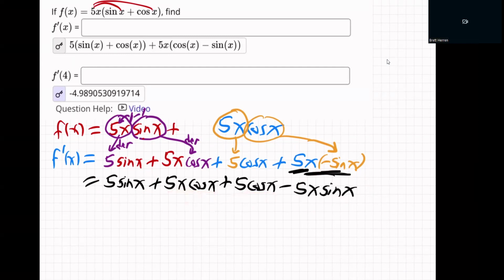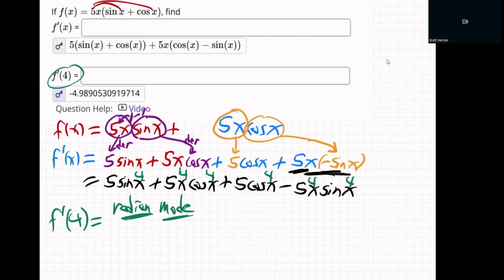And then the next step, now we'll take f prime of 4. So now literally just plug a 4 in everywhere for x, and make sure you're in radian mode. So go to the Desmos calculator or whatever calculator. Make sure you're in radian mode, right? Because unless it says otherwise, we have to be in radian mode. Hit the buttons on the calculator, and I guess there's the number you will get. And so there we go.